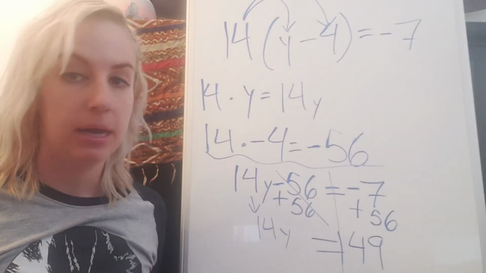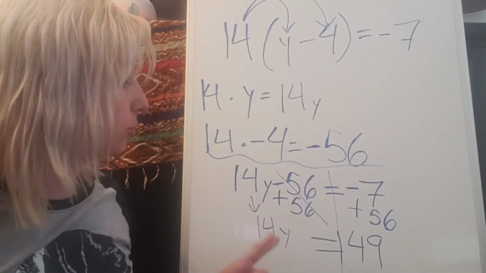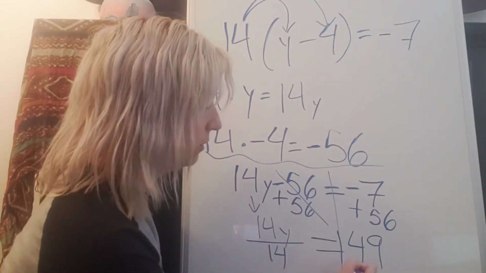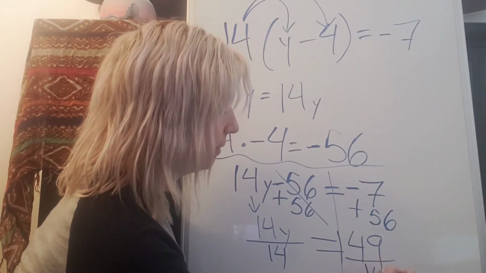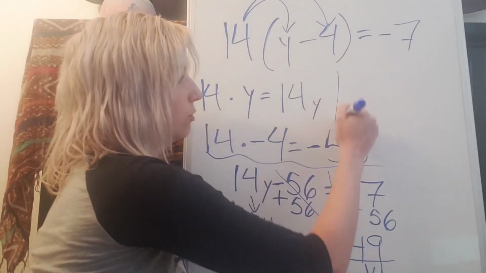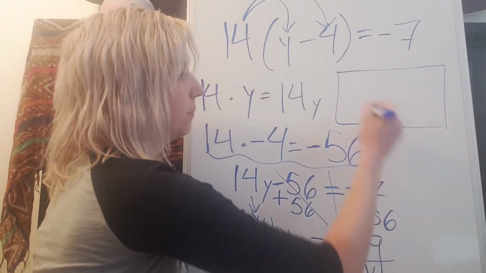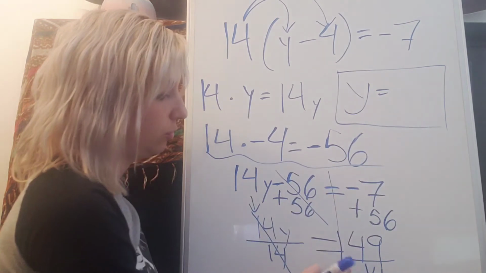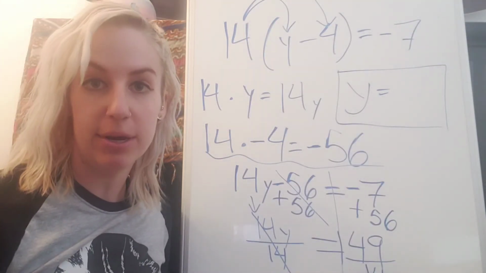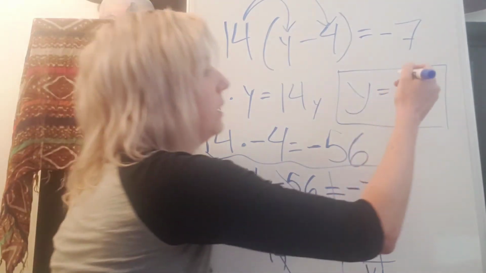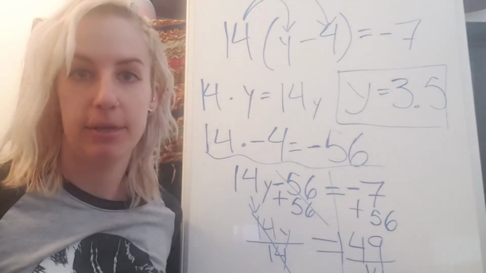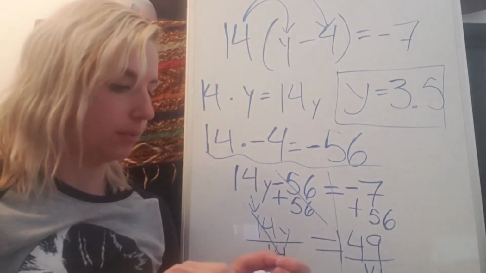And my last step is if these are being multiplied, I'm going to have to divide them. So divide this side by 14, which means I have to divide this side by 14. This cancels out, and all I have left is my y. Here, I'll write my answer up here. So y is equal to 49 divided by 14, which should give you a decimal. It's going to be 3.5. All right.